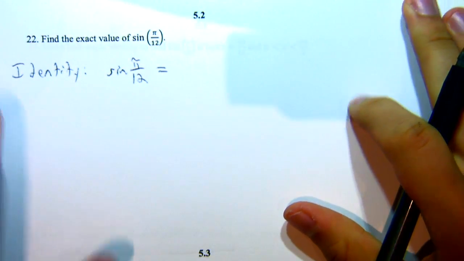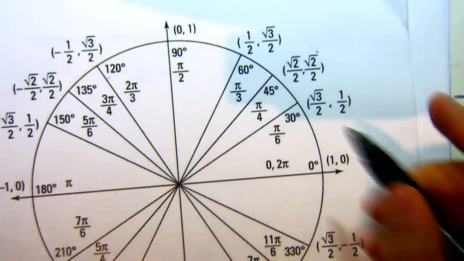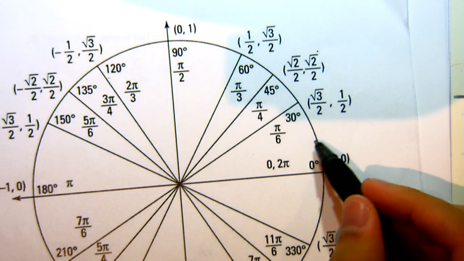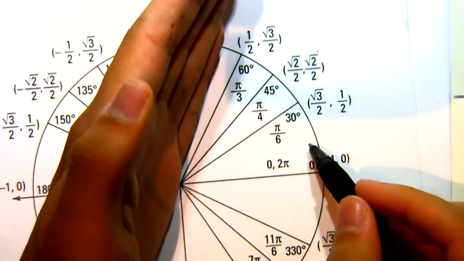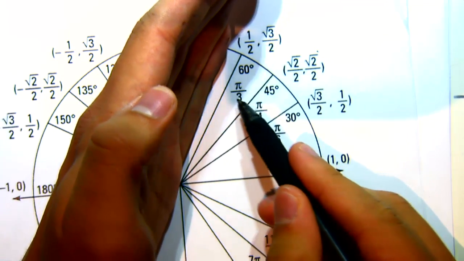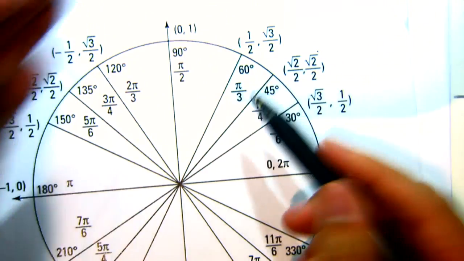So an angle that we could use, if we think about pi over 12 where it is, it's going to be somewhere here. So it's going to be half of pi over 6. If you take pi over 3 and subtract pi over 4 from it, you get this little amount, and that should be pi over 12, right?